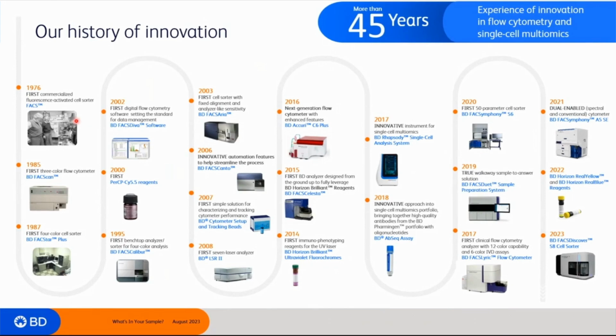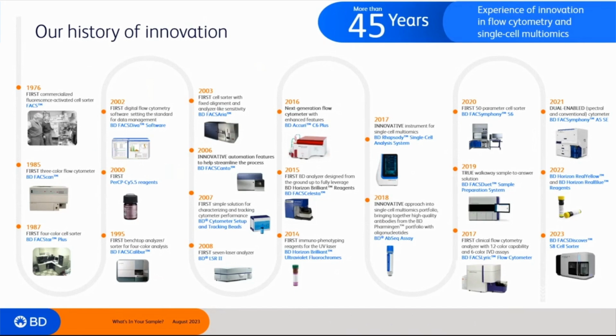And in 2017, BD launched the FACS Lyric, which is the first clinical analyzer that has up to 12 colors. And then 2 years ago, with the FACS Symphony, that can do both conventional and spectral flow cytometry. And to present day, where we now just have launched the first cell sorter called the FACS Discover that allows you to look at images of the cells you want to sort.